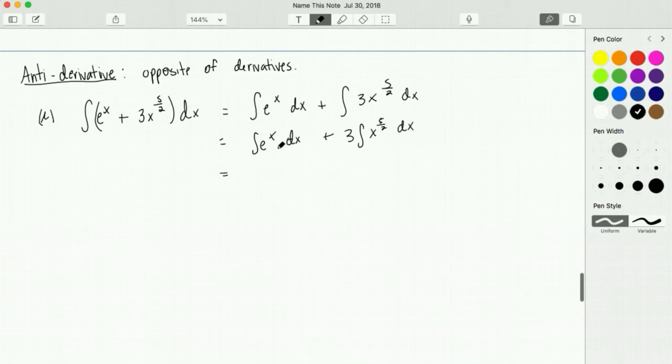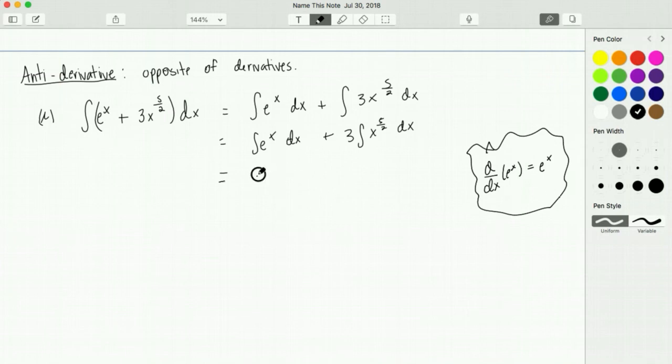Now, one rule that you will learn later on, as you're memorizing the different special rules for derivatives and integrals, is that the derivative with respect to x of e to the power of x is just e to the power of x. So whether taking the derivative or the integral, it's going to be the same. So the integral of e to the x is just e to the x. Now let's do the integral for this one.